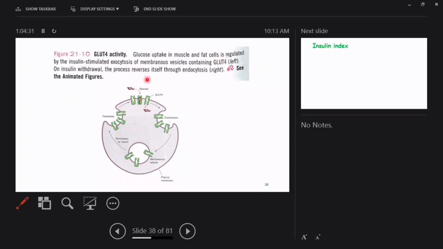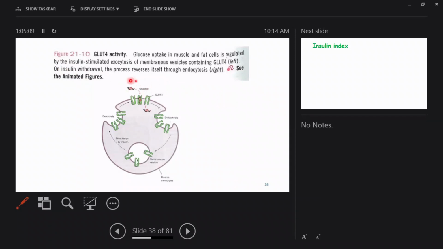So glucose uptake in muscle and fat cells is regulated by insulin-stimulated exocytosis of membrane vesicles containing GLUT4. GLUT4 is the protein that takes the glucose from the blood into the cells. The name of the protein is GLUT4. So glucose uptake in muscle and fat cells is regulated by insulin-stimulated exocytosis of membrane vesicles containing GLUT4.